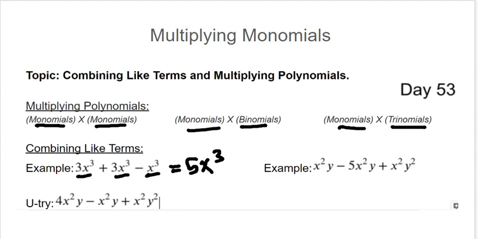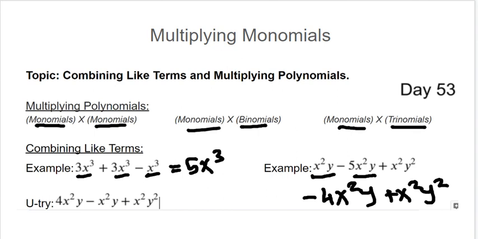In the second example, I have x squared y, matching variables with the exact same type of exponents. The third one does not share exact same type of exponent. So only the first two are considered like terms. This would be 1x squared y minus 5x squared y, which will become negative 4x squared y. X squared y squared is not like term, so we cannot add it any further. This will be our final answer.